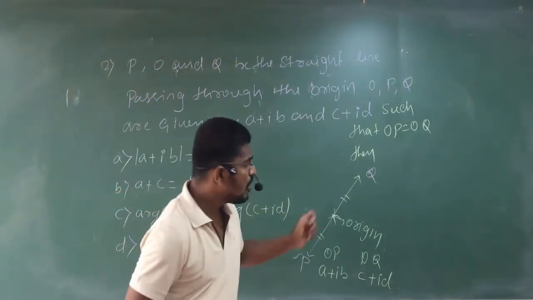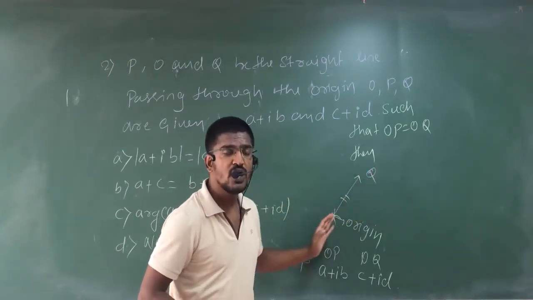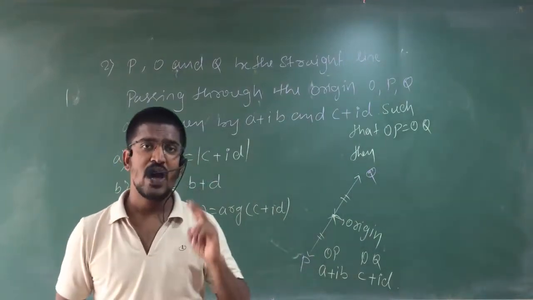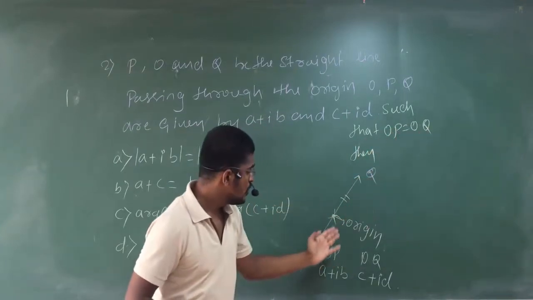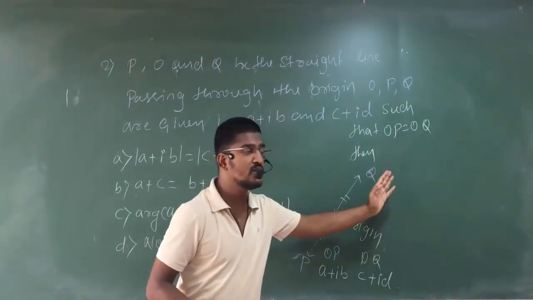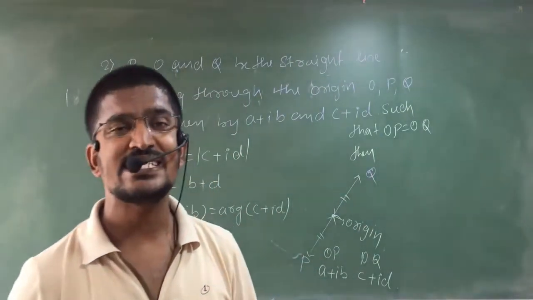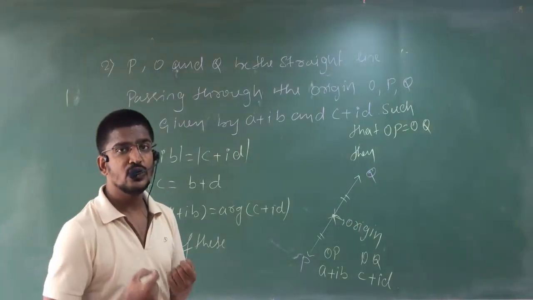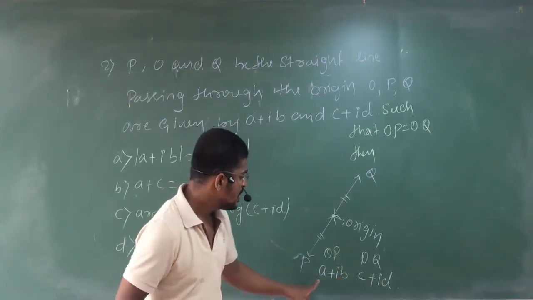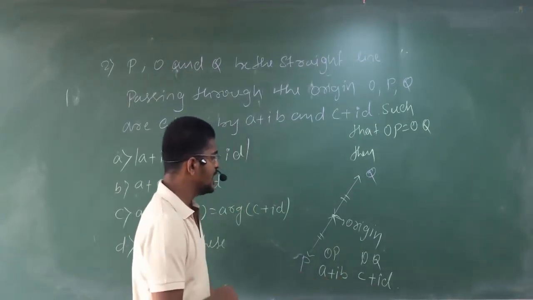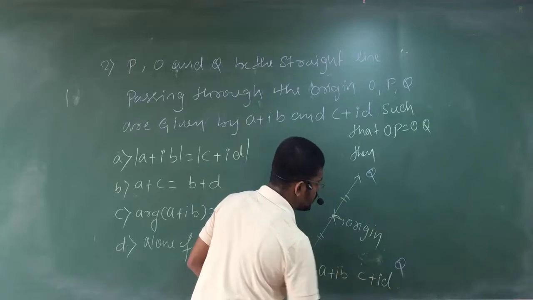Here O is the origin, and a line is passing through the origin with the points P, O, Q. Now you have two lines, that is OP and OQ. OP and OQ, clear students? O to P, O to Q. You are having two complex numbers given by A plus IB and C plus ID. That means this is the point P and this is the point Q.